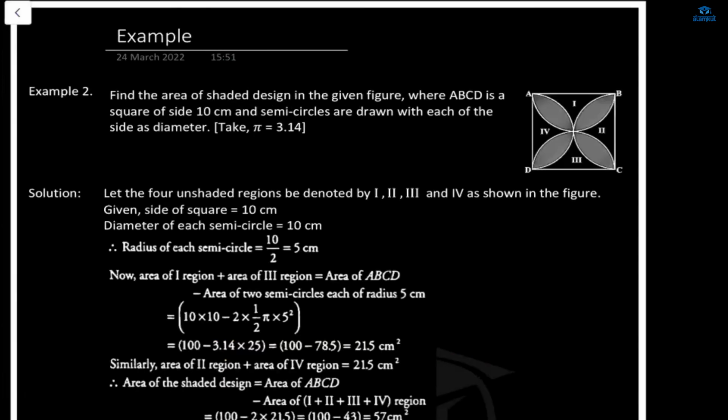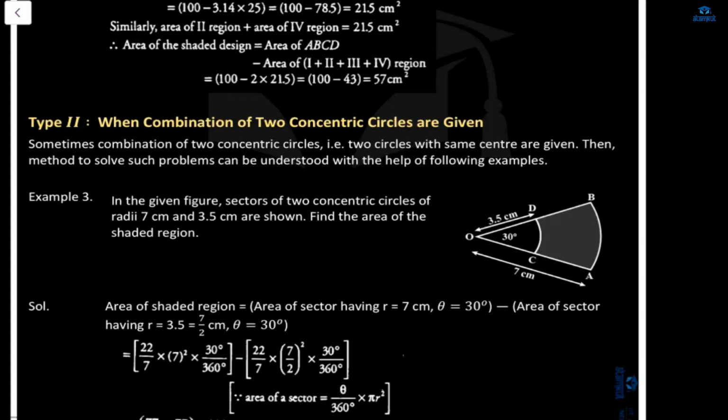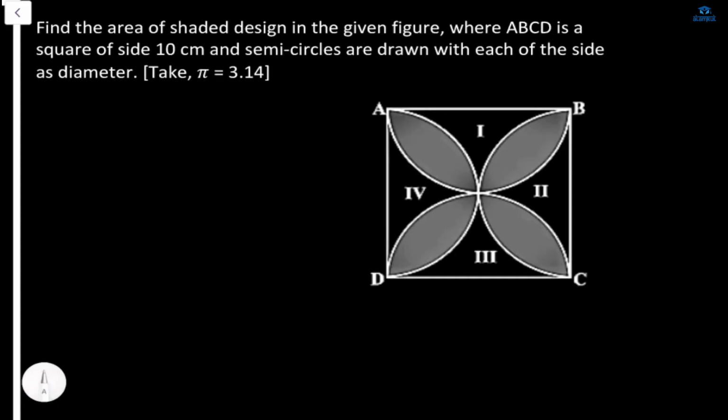One more question we'll see here, then we'll see a different type of combination. Now in this design, you can see the flower. You have to find out the area of that flower, where ABCD is a square of side 10 centimeter. Now this is a square of side 10 centimeter.